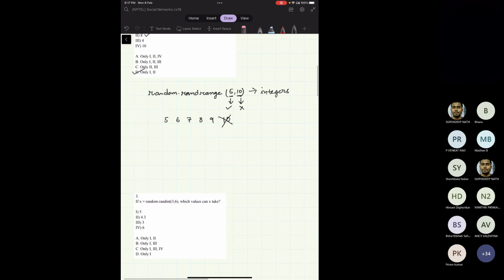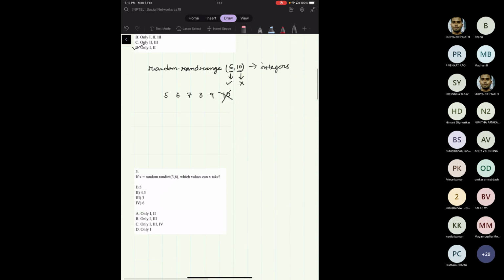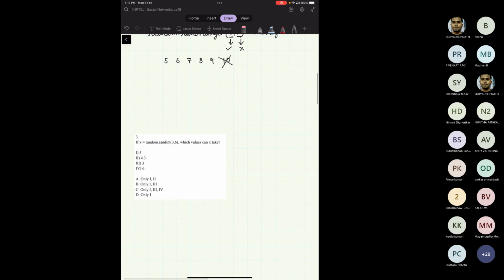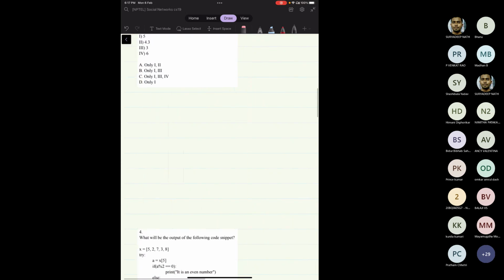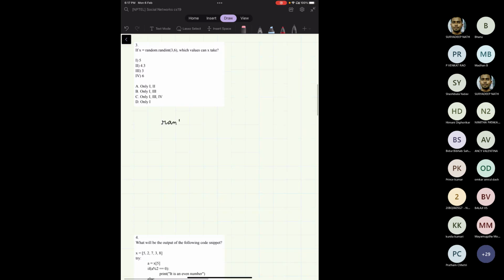All right, so let us take up the next question, which is very similar to the second question itself, but with a slightly different function. Instead of random.randrange, we have random.randint. This function also gives out integers. However, it takes in both the two arguments. It considers 3 as well as 6. So you have 3, 4, 5, 6, and all of them are equally likely to be output by this function. So 5 can be a possible output, 3 can be a possible output, and 6 can be a possible output.